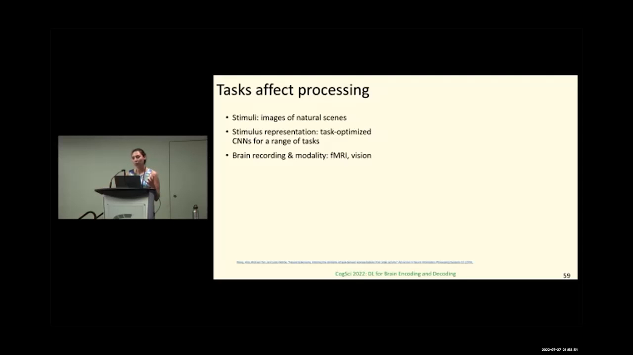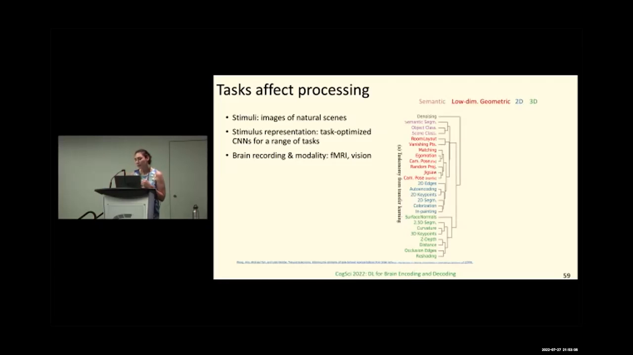Here people were seeing natural scene images passively, and the authors tuned different CNN models for a broad range of tasks. These tasks were from a computer vision paper, and they varied from semantic tasks to low dimensional geometric tasks to 2D and 3D tasks. The hierarchy shown here is obtained from this original computer vision paper. It basically shows the grouping of these different tasks and how the different types of task representations group together.